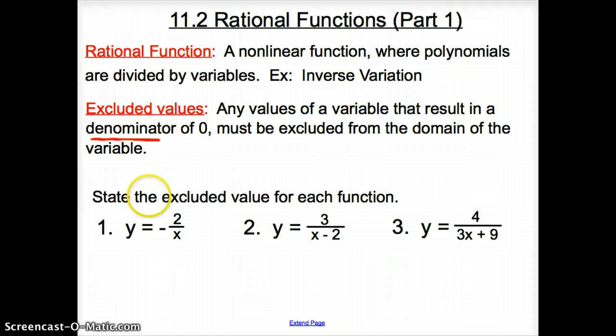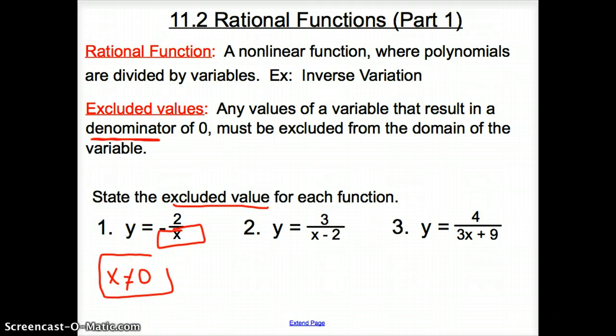So how do we find these excluded values of the function? For finding excluded values, we take whatever is on the bottom of the fraction, and we set it equal to 0. Once we set it equal to 0, you say it can't equal 0. And so that's it. For number 1, we set x equal to 0. We did not have to solve for anything, and we just said x cannot equal 0.